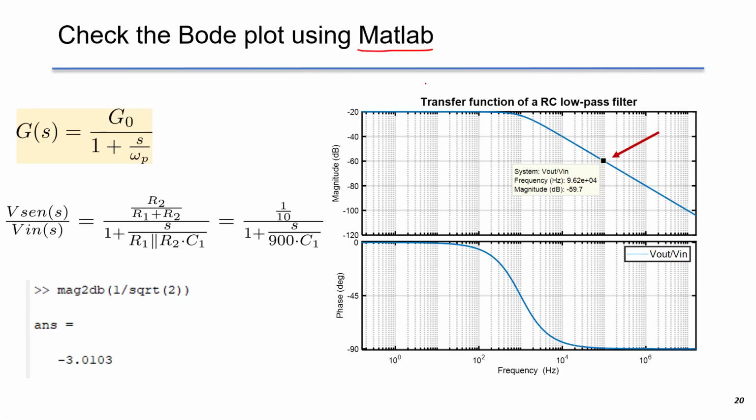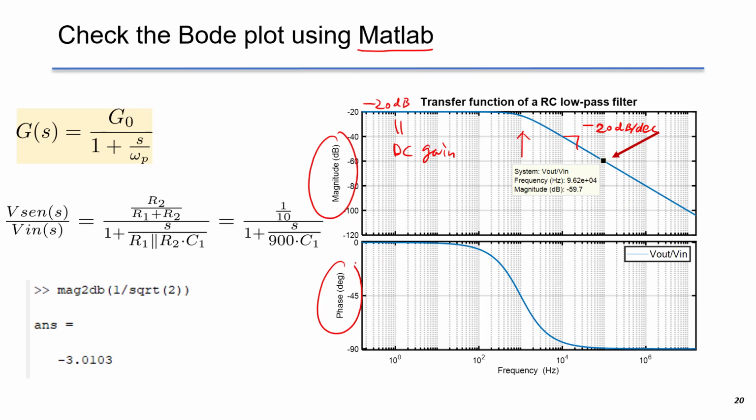We can check the Bode plot using Matlab. This is the magnitude and this is the phase. This is the transfer function of the low-pass filter. This magnitude is minus 20 dB, which is our DC gain. And at some point, we can see that the magnitude becomes smaller and smaller, and it has a minus 20 dB per decade slope.